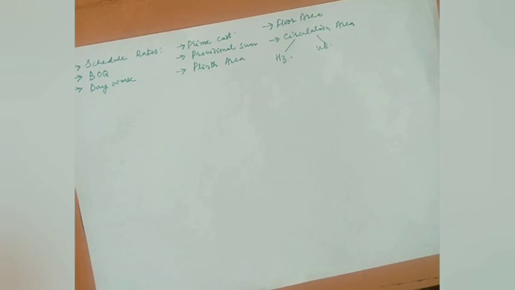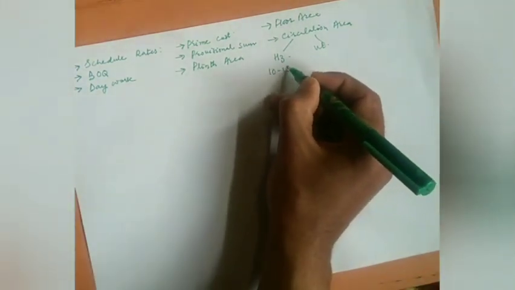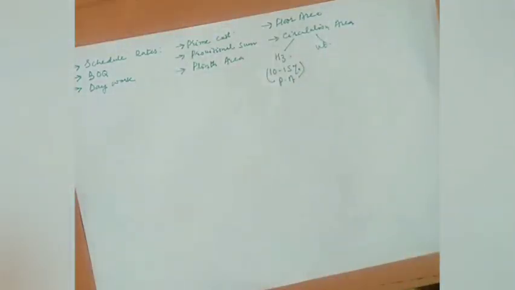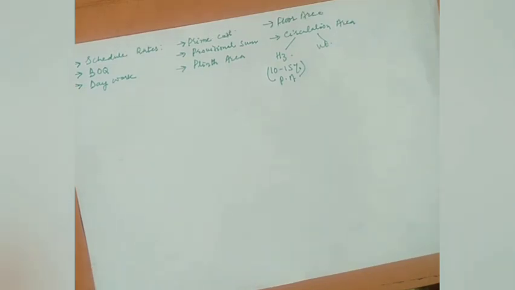Now the horizontal circulation area includes the veranda, passage, corridors, balconies, porches, etc. For the horizontal circulation area, it should be 10 to 15% of the plinth area. Then we have the vertical circulation area. It includes the staircases, lifts, entrance halls. These types of things involve the vertical circulation area. For this, the area should be 4 to 5% of the plinth area.